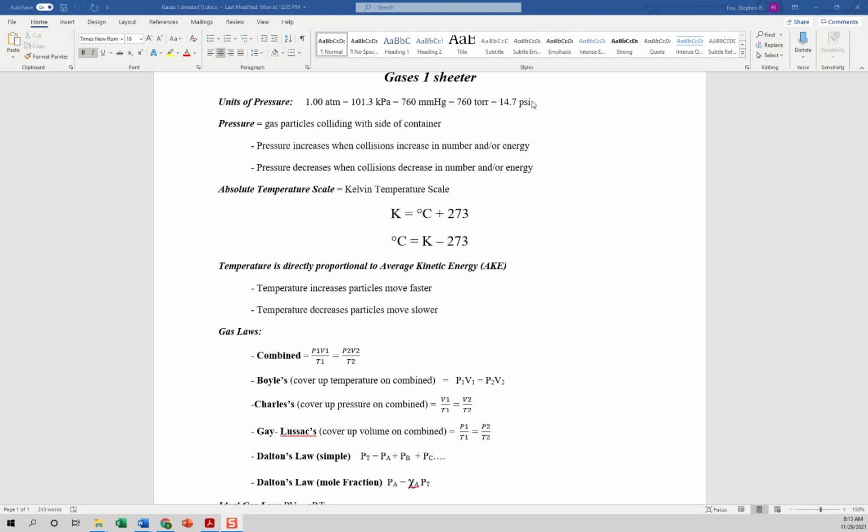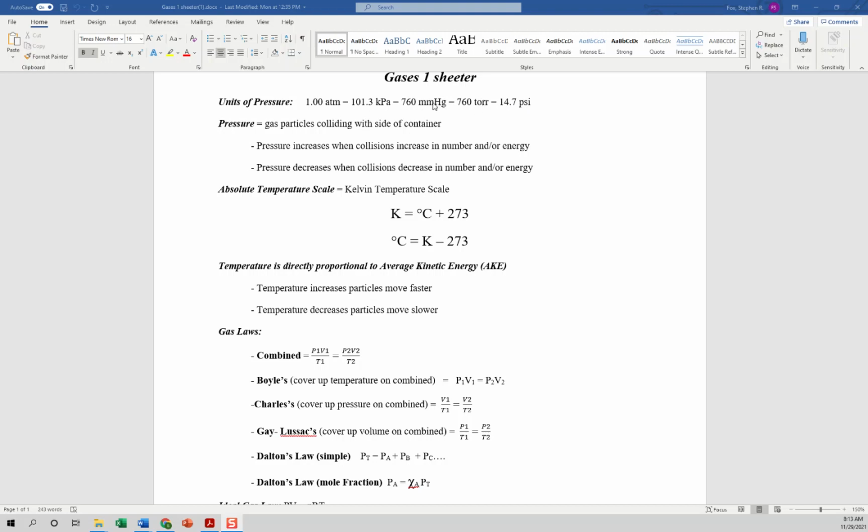Here's what it's equal to in PSI. You don't need to know that. PSI won't be on the AP exam. But if you know anything about tire pressure, because maybe you're driving around and you want to know what your tire pressure is, 1 Earth atmosphere is about 14.7 PSI. And usually your tires are in the 30s somewhere, depending on what kind of tires you have, what kind of car you have. So understanding that a little bit.